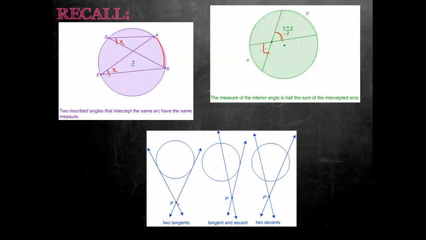Now, if you have lines, any type of line, two tangents, a secant and a tangent, or two secants, then the measure of the angle where they intersect is half the difference of the intercepted arcs. You always want to take the bigger arc minus the smaller arc. So for example, x is bigger and y is smaller, so you would take x minus y and divide by 2. Bigger, smaller: x minus y divided by 2.